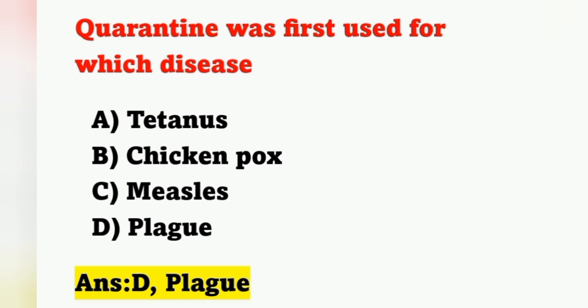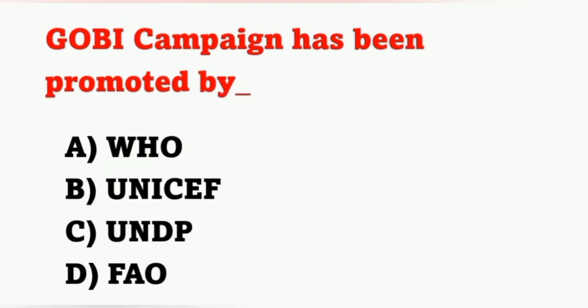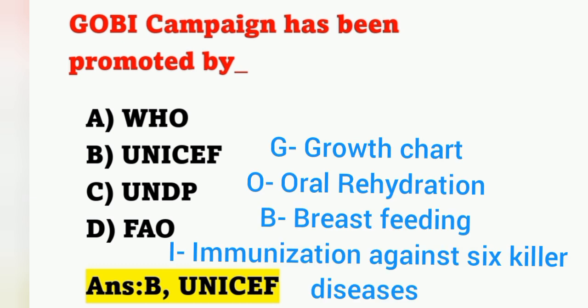And the next question, GOBI campaign. GOBI campaign has been promoted by options: option A WHO, option B UNICEF, option C UNDP, option D FAO. GOBI campaign was started by UNICEF. Here answer will come option B, UNICEF.